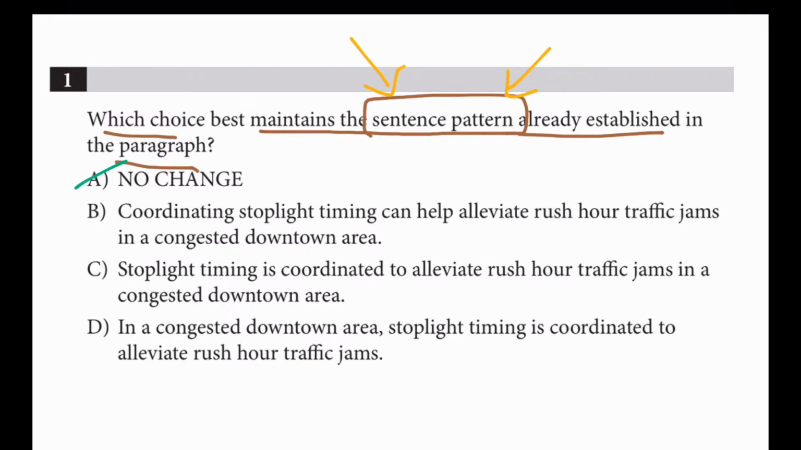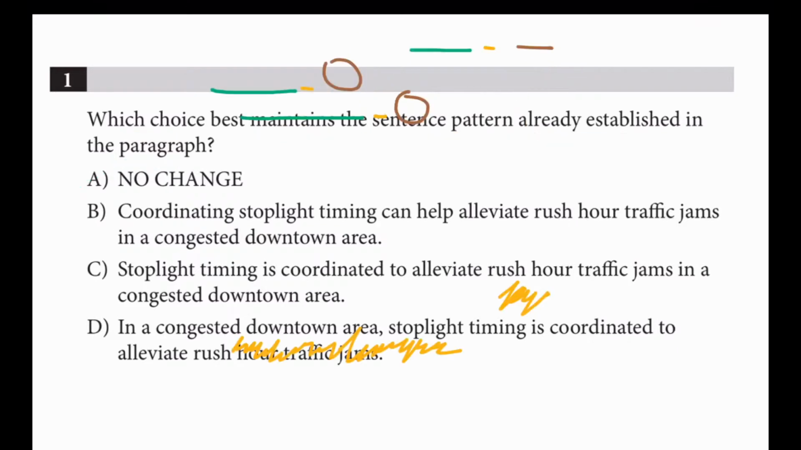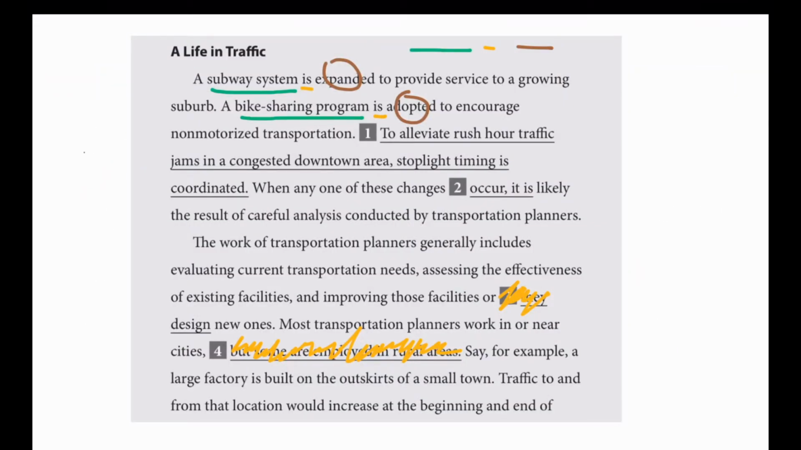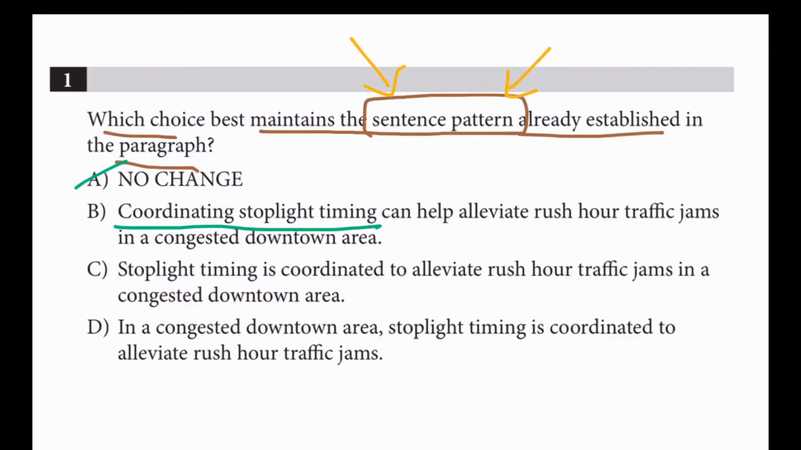Let's look at the second one: coordinating stoplight timing. Well, let's look at the first two sentences. Look, a subway system is expanded. A bike sharing program is adopted. So B is not it as well, because it doesn't follow the pattern of green, yellow, and brown, where green is the subject, yellow is the verb, and brown is the action that the subject takes.